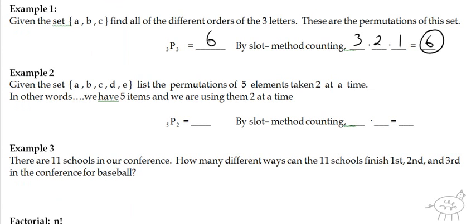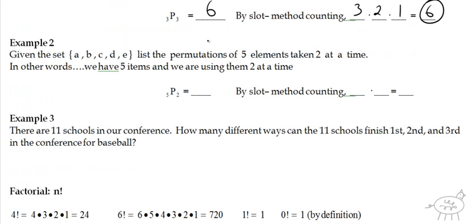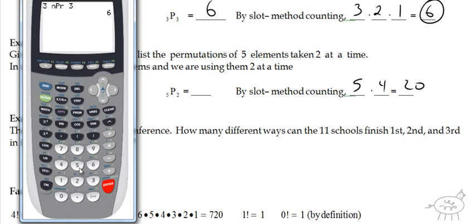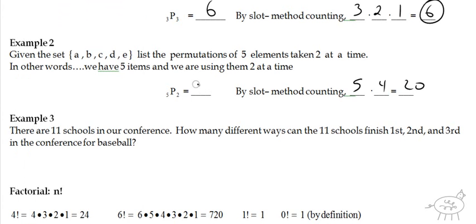The next one: given a set of A, B, C, D, E, list the permutations of 5 elements taken 2 at a time. Again, let's use the slot method. You can't do repeats, so the first time I have 5, and then I have 4. You agree with that? So that's 20. And if I do 5P2, I have 5, math, nPr, 2, and hopefully that gives us 20. And voila, it does.